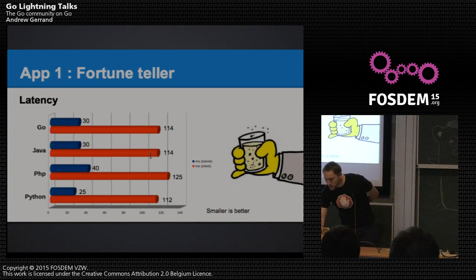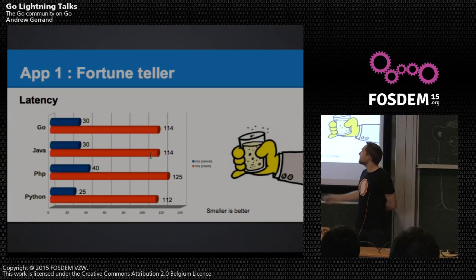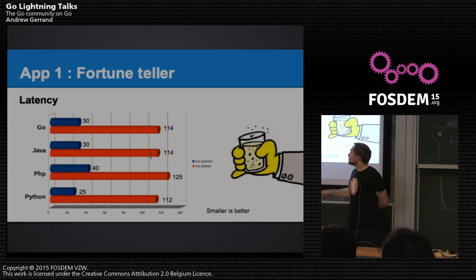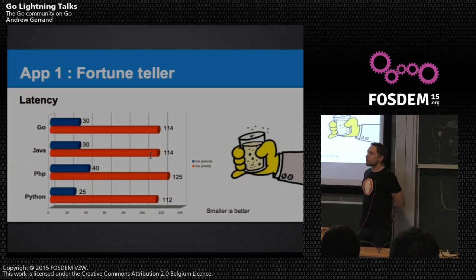So I get a latency of about 30 milliseconds as measured in the Google Developer Console. That means server side, like 100 milliseconds measured by my injectors, client side. And there's not a huge difference between the four languages.